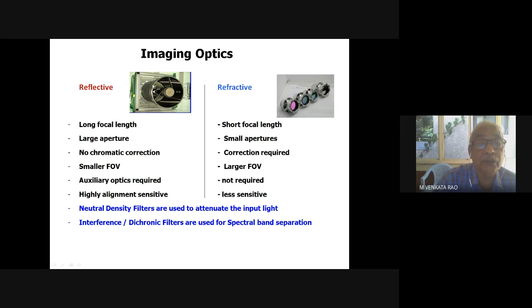So the light will go inside, reflect here. There is a hole in the mirror. It will go inside, and then on the back side of this there is a detector. So reflective optics, basically they use for long focal length, large apertures, very big aperture, no chromatic correction.